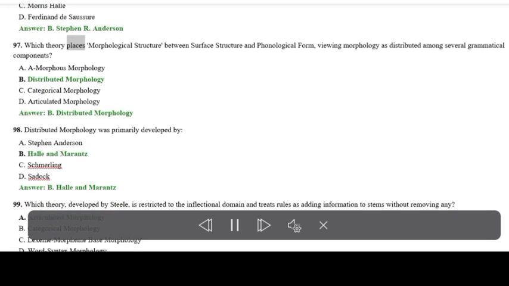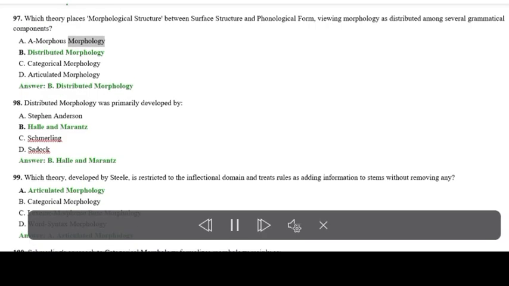97. Which theory places morphological structure between surface structure and phonological form, viewing morphology as distributed among several grammatical components? A. Amorphous morphology. B. Distributed morphology. C. Categorical morphology. D. Articulated morphology. Answer: B. Distributed morphology.